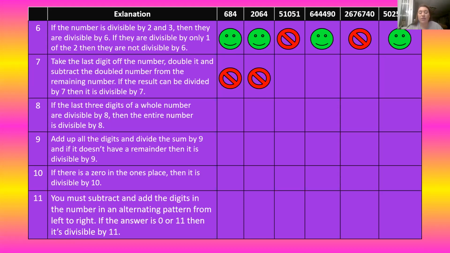All right, now 51,051. When you take the 1, you double it, which gives you 2. Then it's divisible by 7. All right, let's see about 644,490. That one is also divisible by 7. And then we have 2,676,740. That is not divisible by 7. And then our 50,250,528, when we work it out, it is also not divisible by 7.